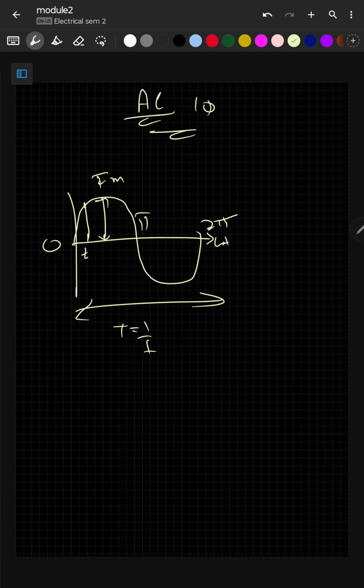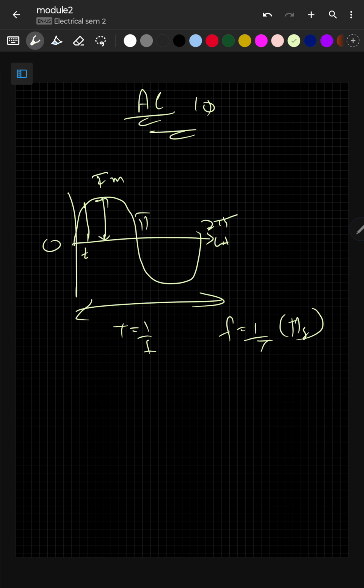One positive and one negative half cycle form a cycle. Next, what is the time period? The time required by the signal to complete one cycle is known as time period. Time period is given in seconds. T equals 1 by f. Okay. Frequency is the number of cycles per second. That is given in hertz, and f is 1 by T.